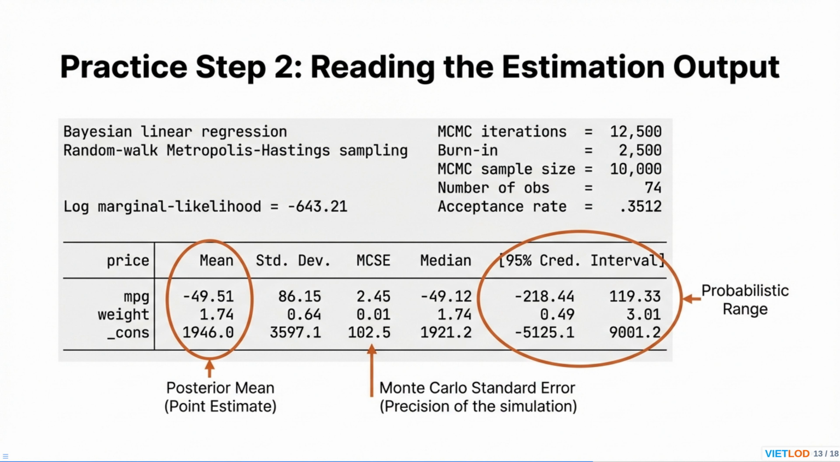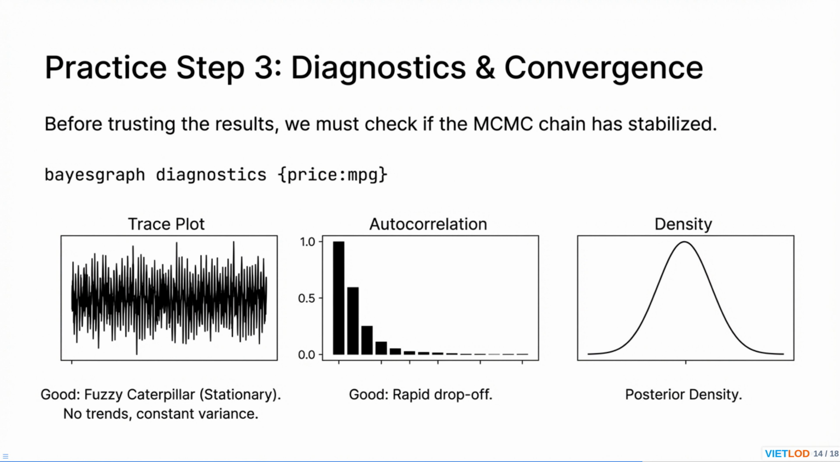Most importantly for inference, the 95% credible interval provides a direct probabilistic range for the true parameter value. For instance, for the weight coefficient, we are 95% certain that the true effect of a 1-unit increase in weight on price lies between $0.49 and $3.01. For MPG, with a mean of negative 49.51, its 95% credible interval spans from negative 218.44 to 119.33. Since this interval contains 0, we cannot be very certain of a non-zero effect from MPG after controlling for weight. However, before fully trusting these numbers, we must perform a vital diagnostic, checking for MCMC convergence.